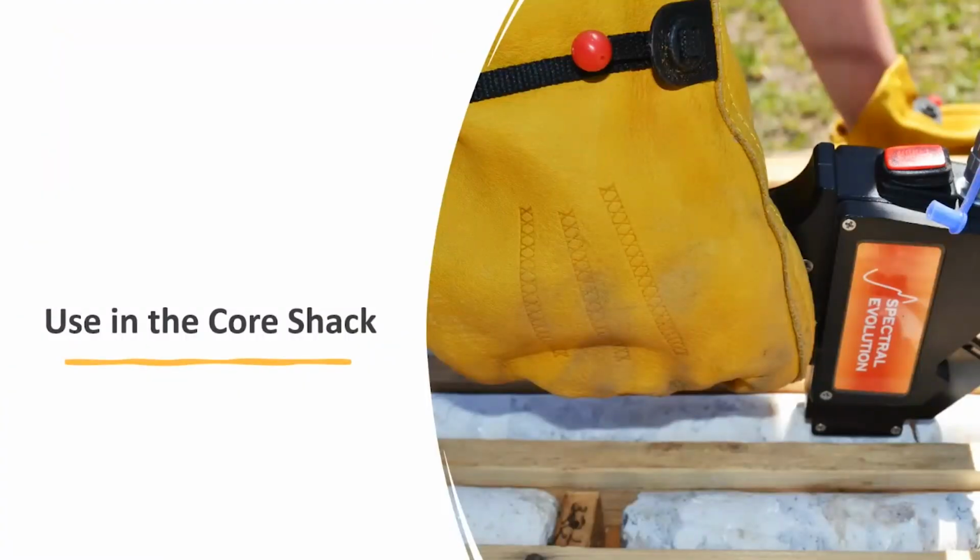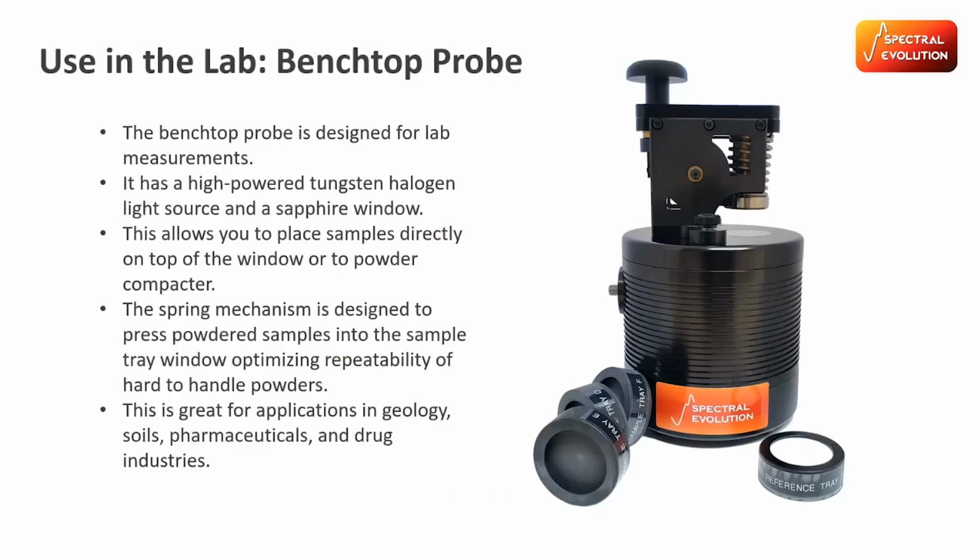They're also designed to be used in the core shack, so that would be less strenuous on the instrument, but can still be rolled around on a cart and things like that. So they're designed to be used portable with a portable battery. And this is our contact probe, which we'll talk a little bit more about later. But they're also made to be used in the lab as well.